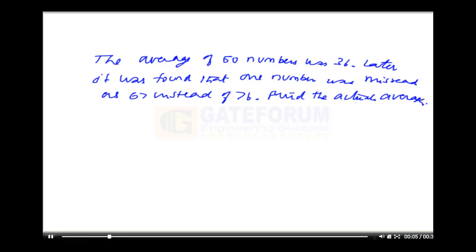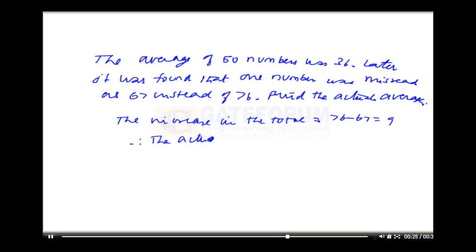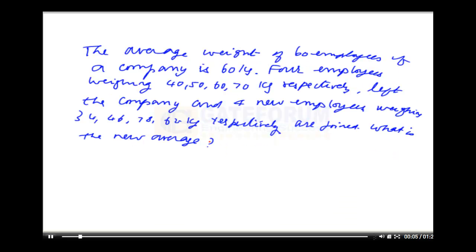One number was visited as 67 instead of 76. Find the actual average. The increase in the total is 76 minus 67, which is 9. Therefore, the actual average is equal to 50 plus 9 by 50, which is 50.18. 4 employees weighing 40, 50, 60, 70 kg respectively left the company, and 4 new employees weighing 34, 46, 78, 62 kg respectively are joined. What is the new average?